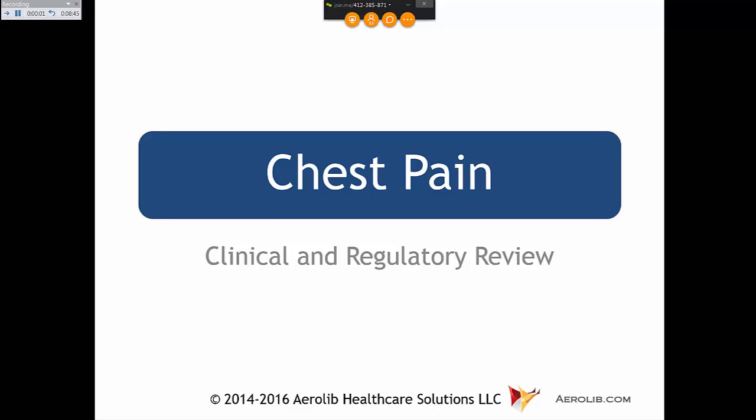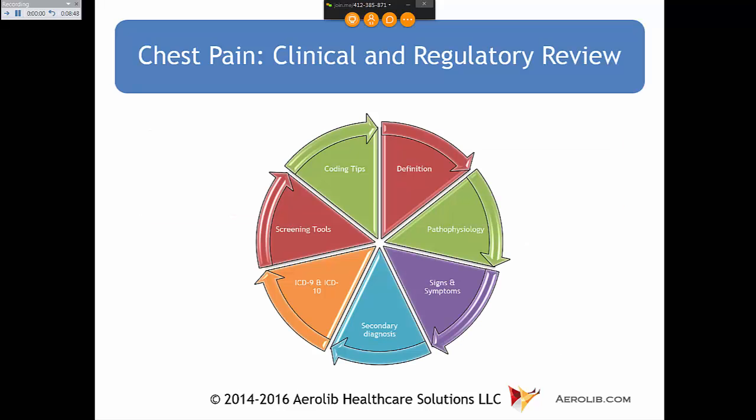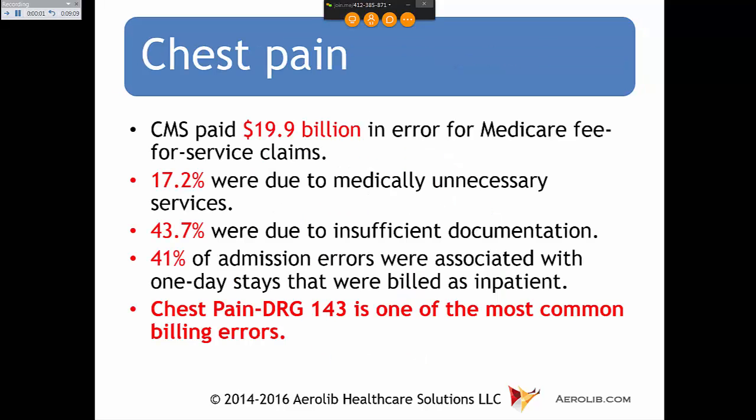So having said all that, let's start with chest pain. People familiar with our disease-specific documentation education program know that we start off with some basics of the clinical disease, and then talk about the secondary diagnosis, ICD-9, STEN, screening tools, and then what the coding tips are, and then what we need to watch out for as providers.